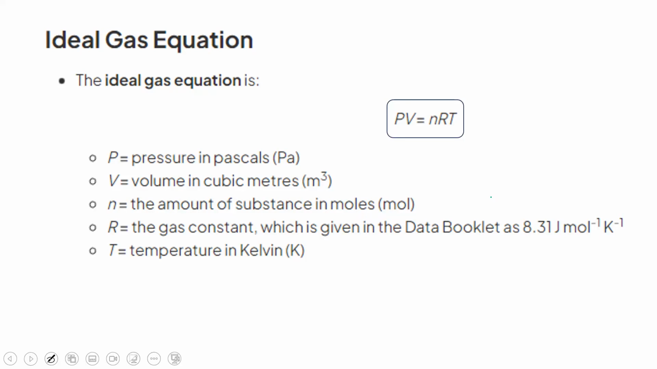For the R, the gas constant, is it always the exact same? This is called the gas constant. This is a constant value for all calculations. R is the same. For all calculations, the value of R would be the same.